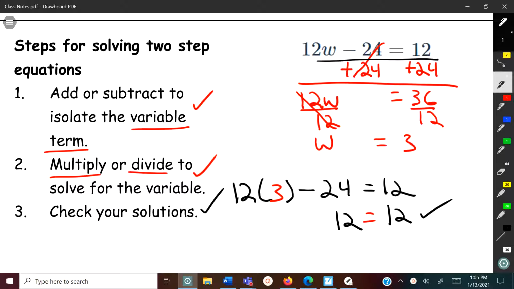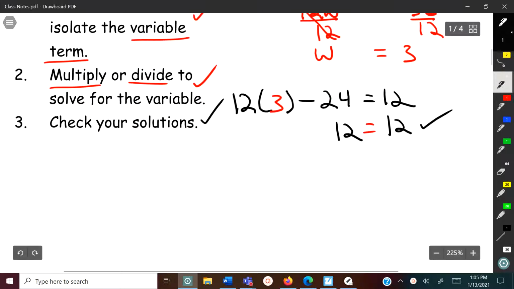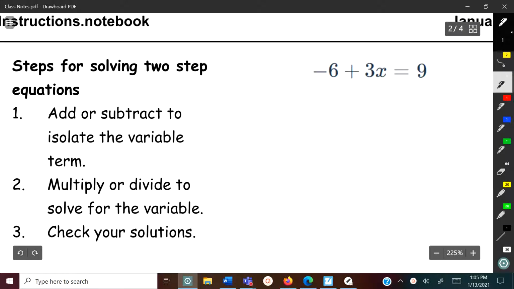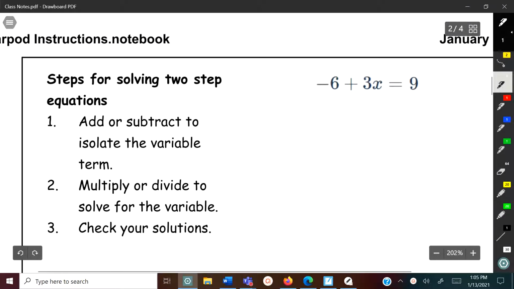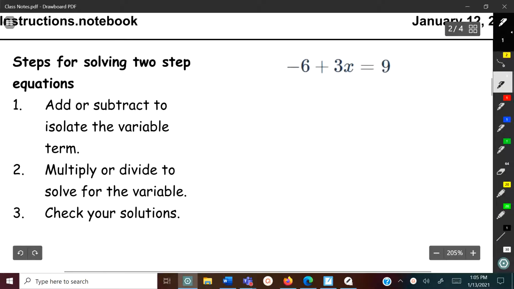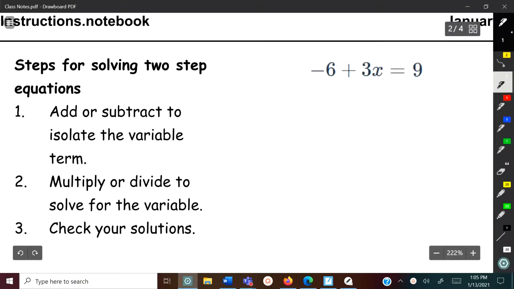Alright, let's take a look at another problem. Same steps, same type of problem. The only difference is your 3x is over here in the middle, but that doesn't matter. It doesn't matter if your variable's on the left side, right side, in the middle. You have to isolate the variable by itself.